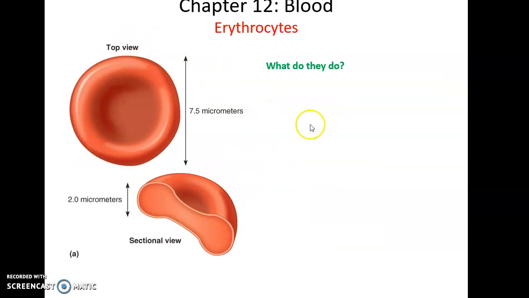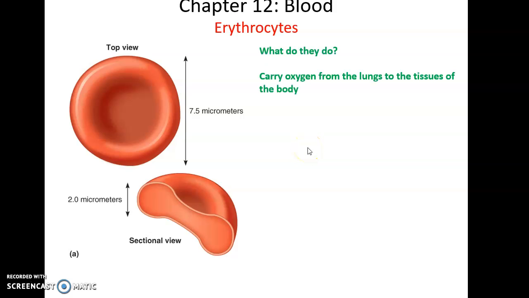So here is a cartoon view of an erythrocyte. You can see it looks kind of like a donut that hasn't had the center cut through all the way. They have a relatively specific size. And what do they do? Well, they carry oxygen from the lungs to the tissues of the body. So red blood cells, erythrocytes, their function is to carry oxygen from the lungs to the tissues of the body.